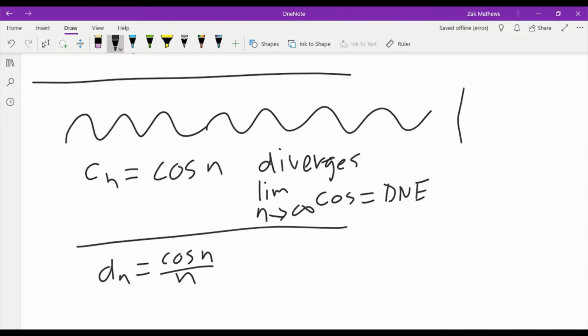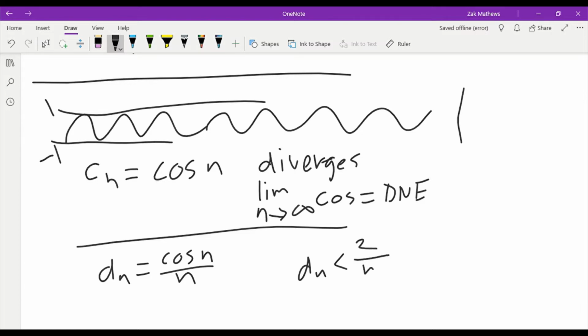And so here it might be helpful to try and get rid of that cosine. I want to view it without the cosine. Well, what we know about cosine, if we look at the above examples, it goes from -1 to +1. That is its range. And so what I could do is I could say, hey, you know what, this d_n, this sequence has to be less than, say, 2 over n. It has to be greater than -2 over n.